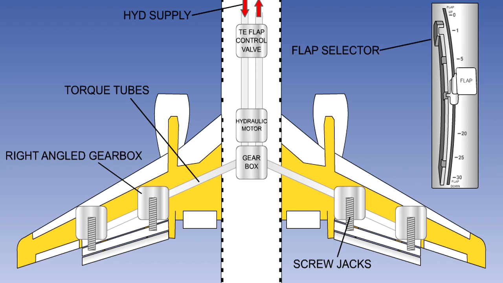In the typical system shown here, the motor drives the gearbox, which rotates torque tubes. They operate right-angle gearboxes, which in turn drive screw jacks to move the flaps. If either the hydraulic supply or the normal control system should fail, then a backup system, using either an alternate hydraulic supply or an electrical motor to drive the main gearbox, can be used instead.